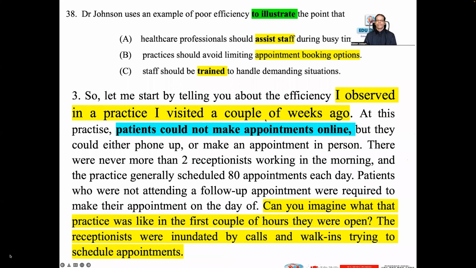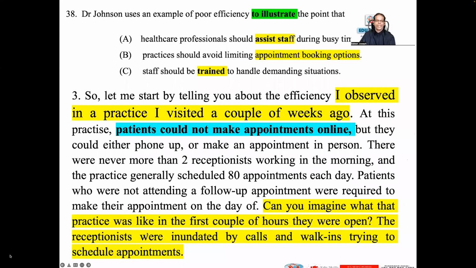So I observed in a practice I visited a couple of weeks ago, patients could not make appointments online. Means what? Only offline appointments. That is being explained again, but there is a contrast word, but. They could either phone up or make an appointment in person, means offline appointment. So this paragraph speaks about, the topic sentence is about only offline appointments, no online appointments. See that this is the topic sentence here, the initial sentence, then you see that's being explained again at the end. What if there are only offline appointments, what will happen?